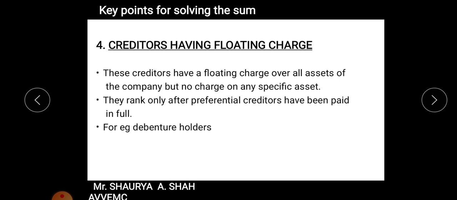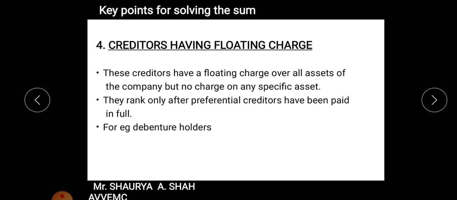Debenture holders will be given. Again, debenture holders, in that you have to give that related to your principal amount and that related to your interest, that is outstanding interest if any, given in the sum, and there is again additional interest, right?